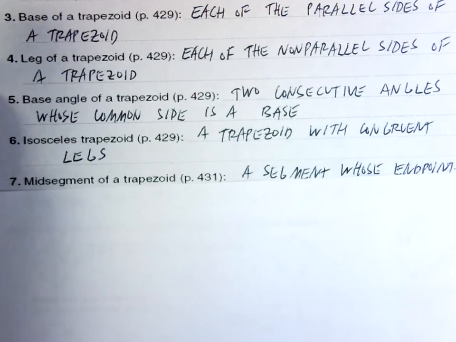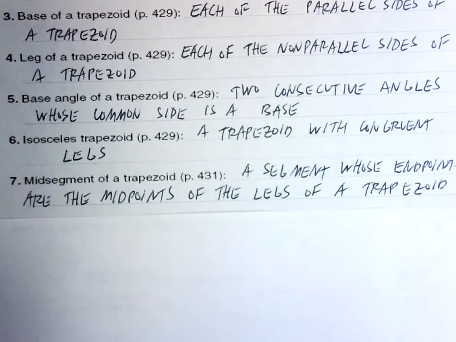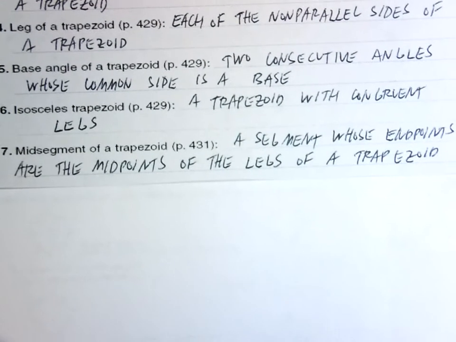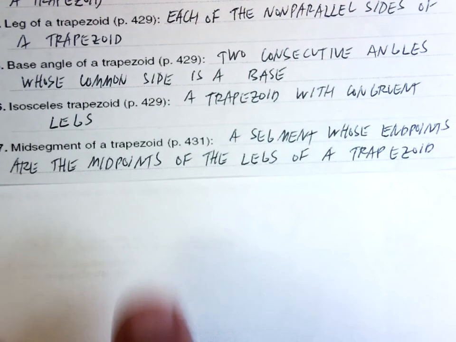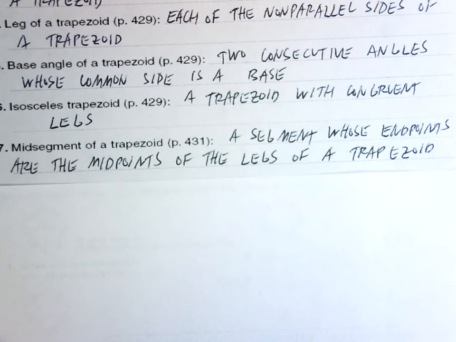Okay. Oh, sorry, there's one more to talk about. The mid-segment of a trapezoid is a segment whose endpoints are the midpoints of the legs of a trapezoid. And again, I've got pictures down below that will demonstrate this better. Just make sure you've got all that down.